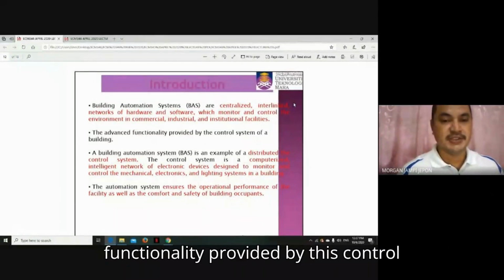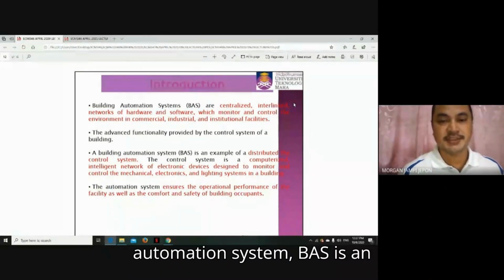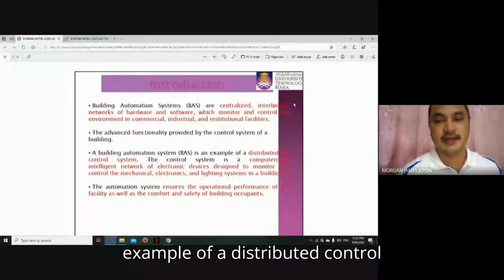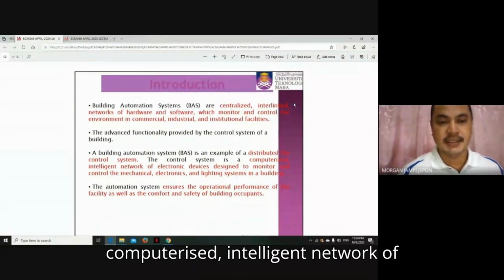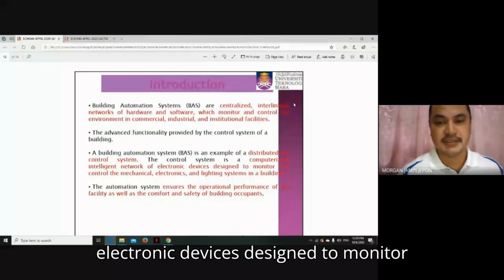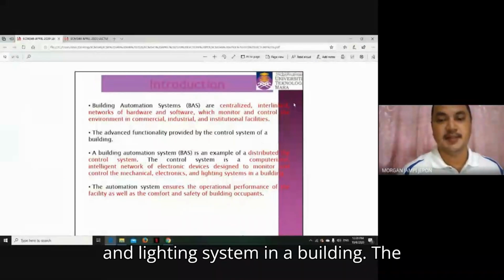The advanced functionality is provided by the control system of a building. A building automation system, BAS, is an example of a distributed control system. The control system is a computerized, intelligent network of electronic devices designed to monitor and control the mechanical, electronic, and lighting systems in a building.